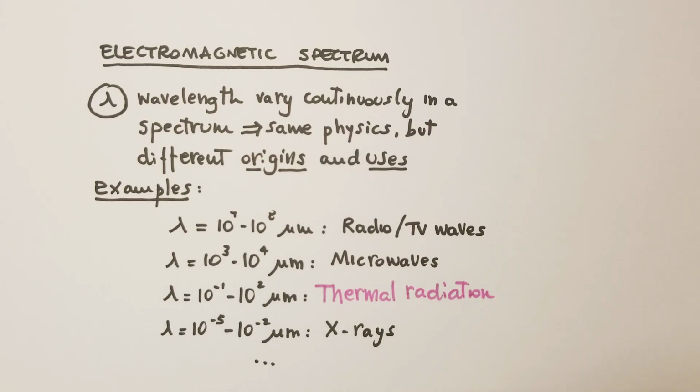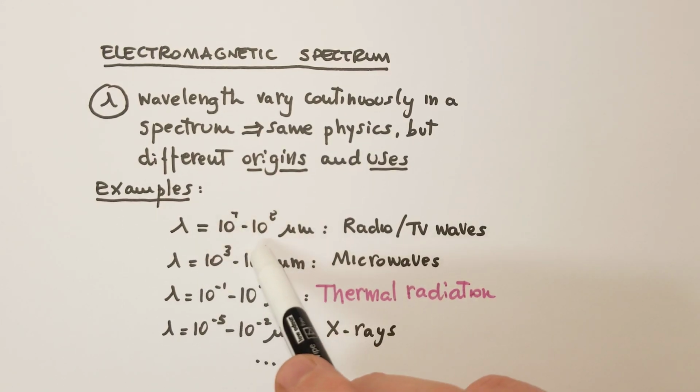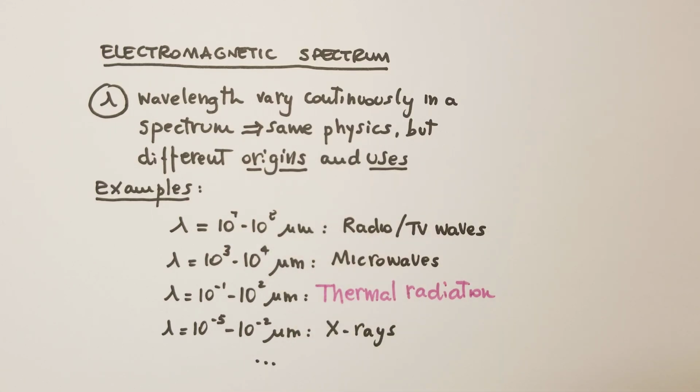Wavelengths can vary continuously, so they belong to what's called the electromagnetic spectrum. Waves with different wavelengths have the same physics, but they have different origins and different uses. So let's see some examples. For example, electromagnetic waves with a wavelength of about 10 to the 7 or 10 to the 8 microns are radio or TV waves.